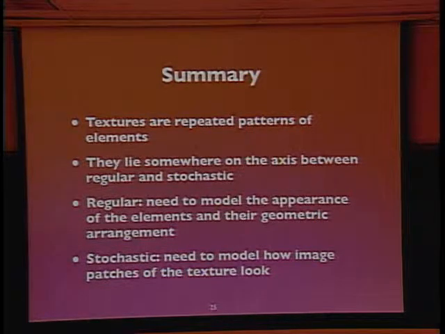If they're regular, then we think of this recipe of modeling the appearance of each one of the elements, the transformations amongst the elements, and then the grid that they lie on, which may or may not be deformed. And for stochastic textures, on the other hand, this process of thinking about the individual elements is so cumbersome that we tend not to. And we just think about how an abstract model generates the image patches corresponding to that stochastic texture. Any questions about this?